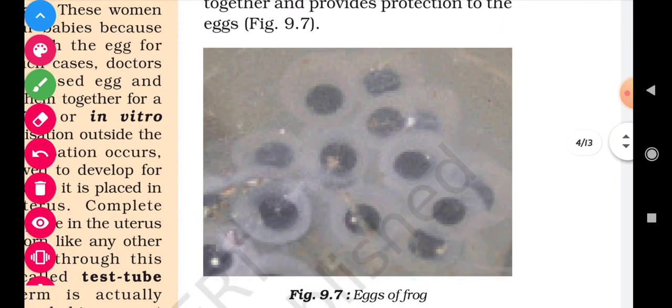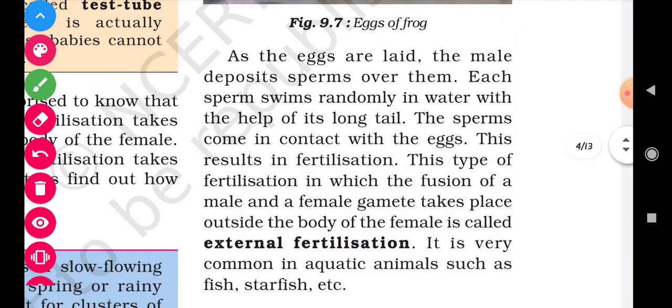So here, students, the image of the eggs of a frog is given, in which we can clearly see that no shell is present. Okay, it is bound with soft jelly, and inside the jelly there lies a nucleus. As the eggs are laid, the male deposits sperms over them.